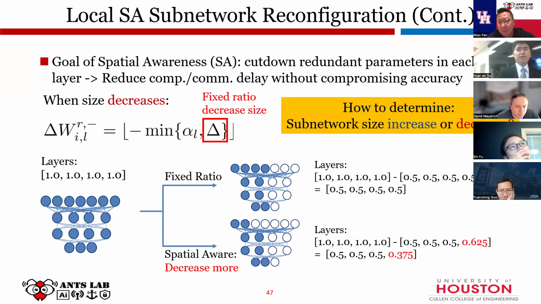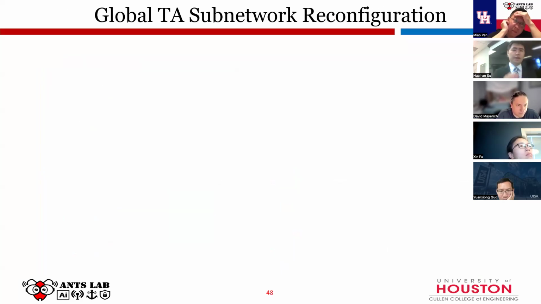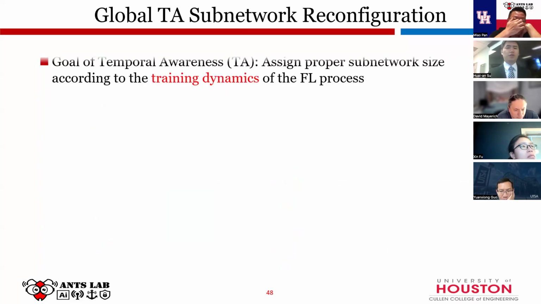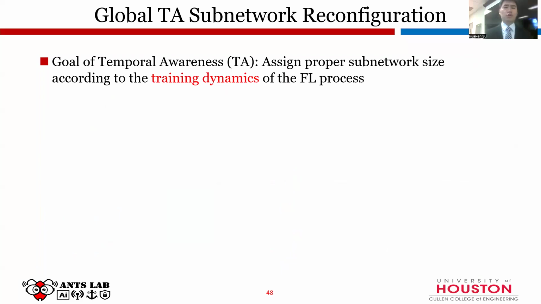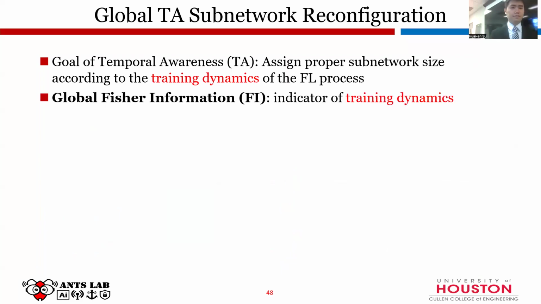So with that, the local spatial awareness is how much we want to increase or decrease. But we haven't talked about how we actually determine if we decrease or increase. This will be with the help of the global temporal aware subnetwork reconfiguration. The goal of temporal awareness is to assign the proper subnetwork size according to the training dynamics of the federated learning process. So the global feature information here we want to be the indicator of training dynamics.